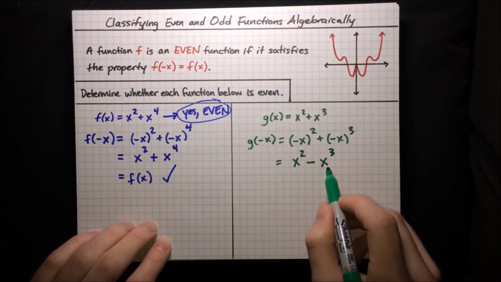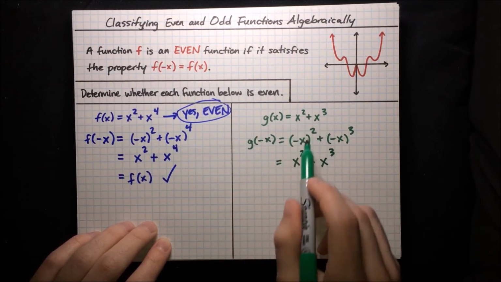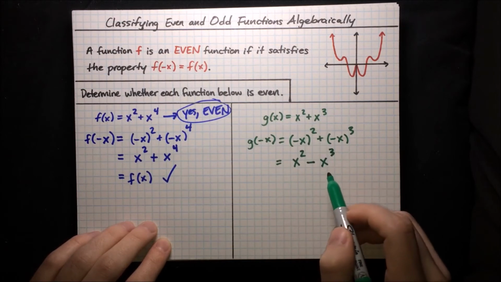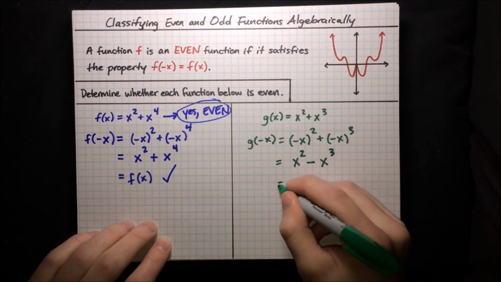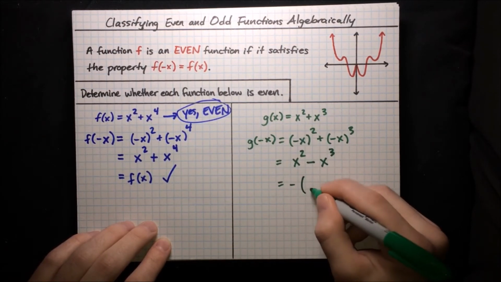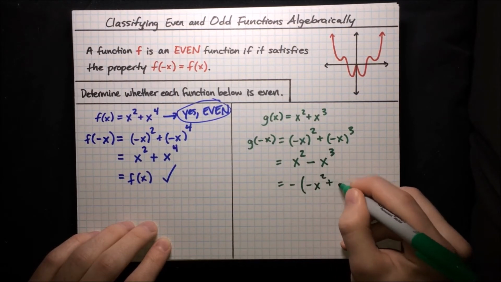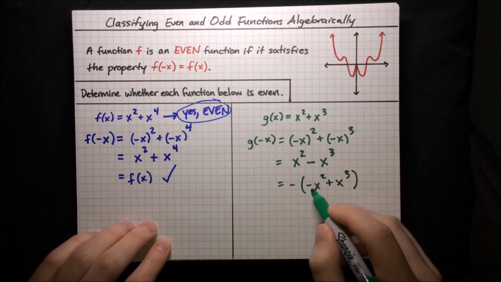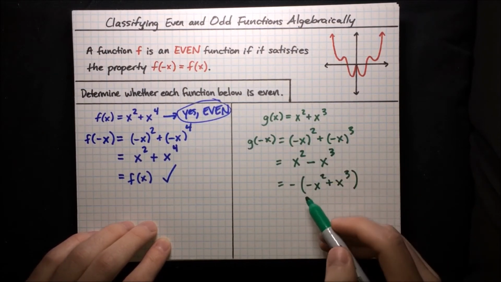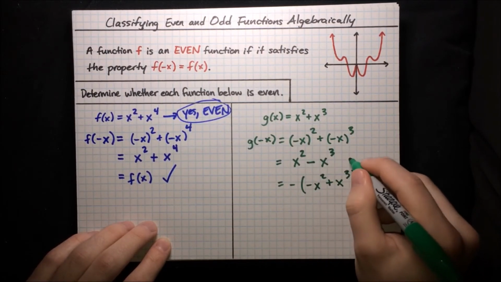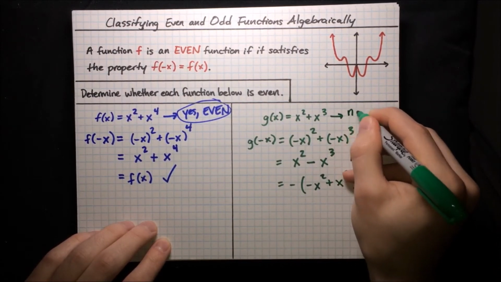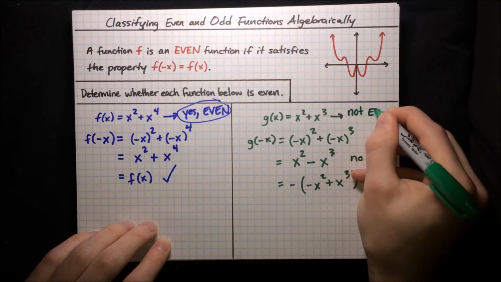And oh man, this doesn't look like it matches up with our definition of g. We've got our x squared, but it's minus x to the third. And if we try to factor out a negative sign, say we get like negative x squared plus x to the third, then the x to the third would match up, but then x squared is negative, and we also got a negative in front, so nope. So g of x is not even.